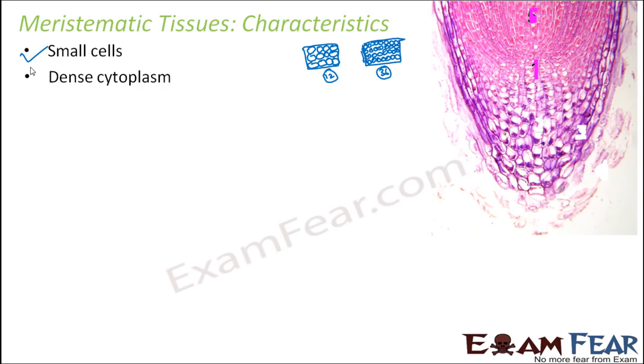Okay, dense cytoplasm. Now they have a very dense cytoplasm. Now why is the cytoplasm dense in meristematic tissue? I mean, how will it help the meristematic tissue? As I said, the meristematic tissues are actively dividing cells. Now when cell division is taking place so frequently and so actively, that means the cell will have a higher rate of respiration. Correct? The rate of respiration will be very high.